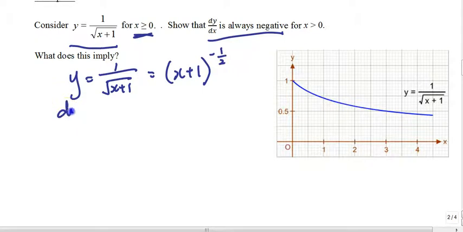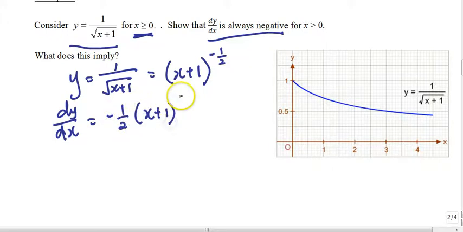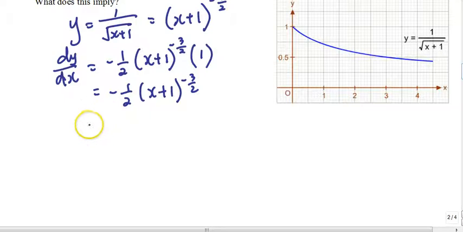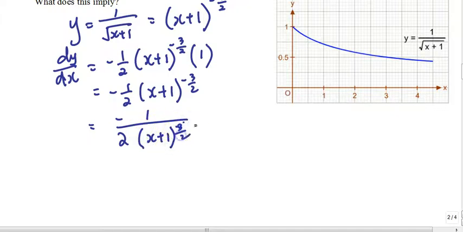So we can use the chain rule to differentiate this. So dy over dx, remember what you always do. Bring down the power. Keep the inside. And then the power, you need to minus 1. So you get negative 3 over 2. And then we differentiate the inside where we get 1. So you actually get negative half times x plus 1 to the power of negative 3 over 2. Which gives us negative 1 over 2, right, times x plus 1 to the power of 3 over 2.